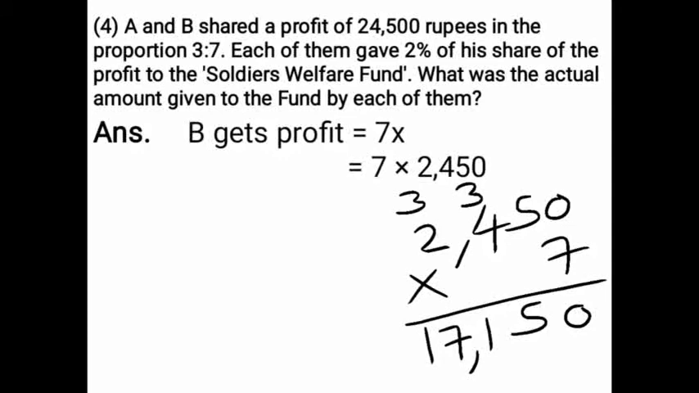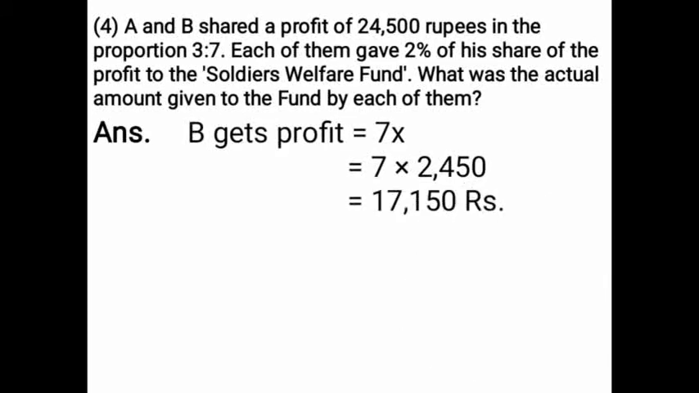I got the answer: 17,150. That is equal to, B gets profit is equal to 17,150 rupees. Read and understand the same question's other two sentences.